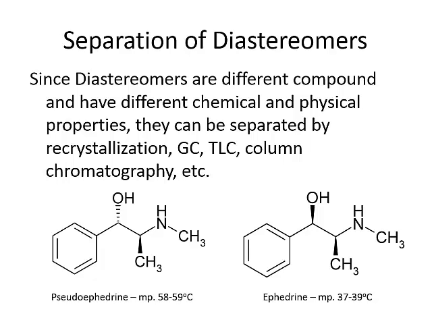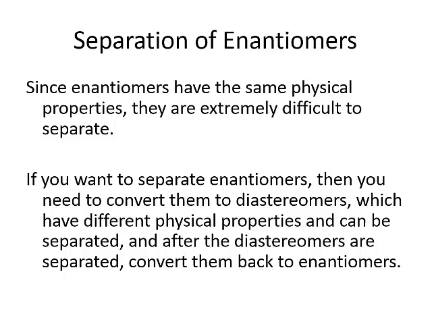These are two diastereomers. One melts at 58-59. Ephedrine melts at 37-39. If you put these into a GC, two different peaks. If you put them on a TLC plate, two different spots. So they're two totally different molecules. Diastereomers have different physical properties and can be separated. Enantiomers can't. So the question then becomes, I want to separate enantiomers. How do I do it?